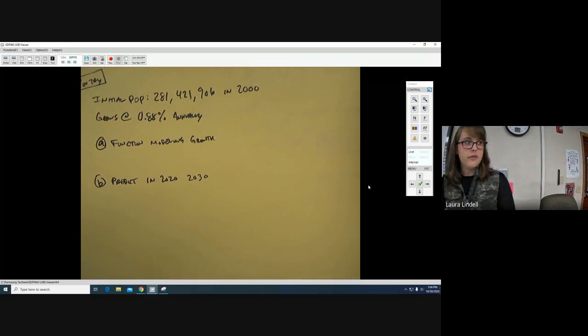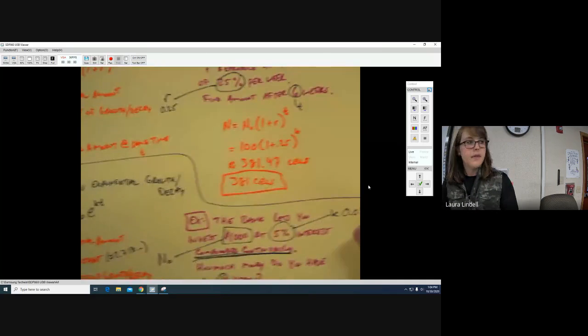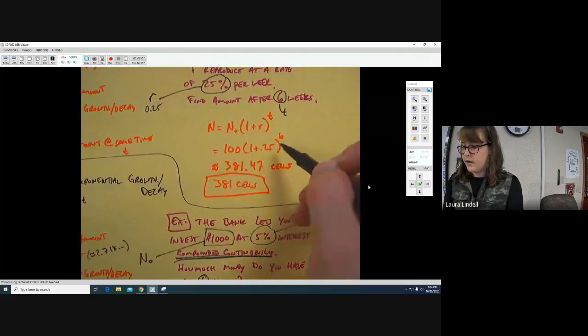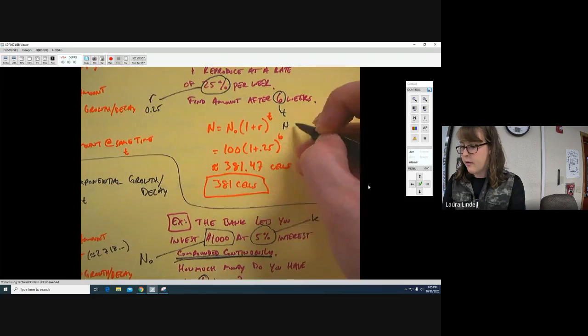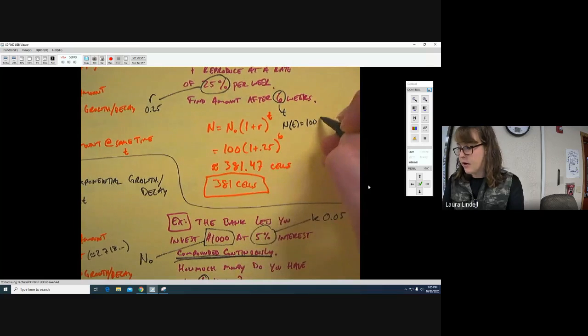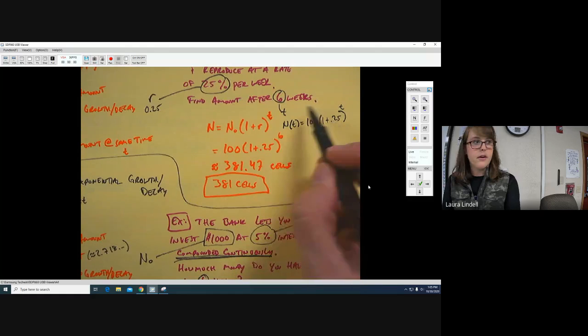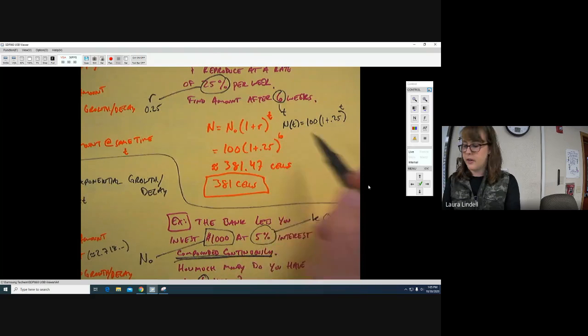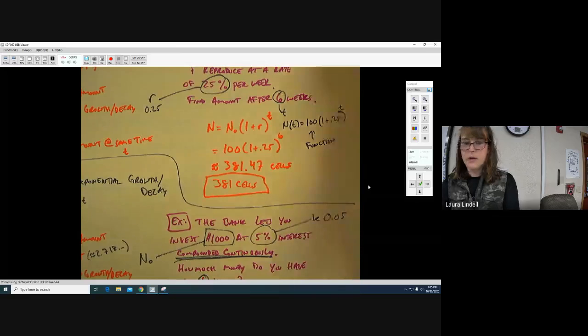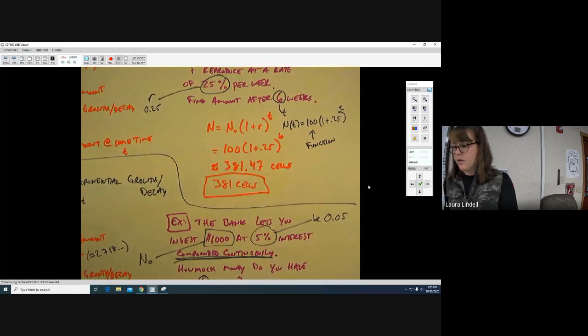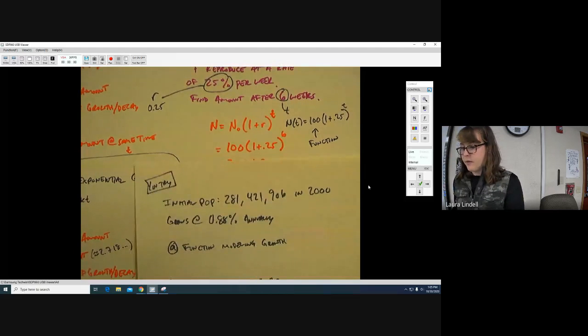Also, if I were to leave this one as a function, I would have N of t equals 100 times 1 plus 0.25 to the t. So this is the sort of thing that we are looking for if we're just writing a function. Okay, so go ahead and try writing the function with this information.